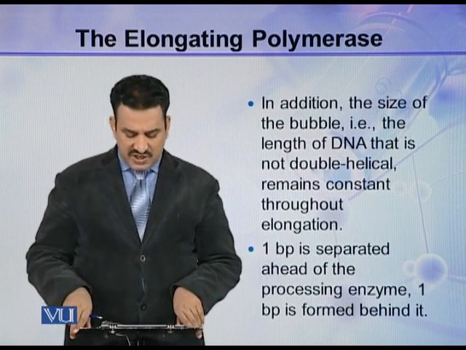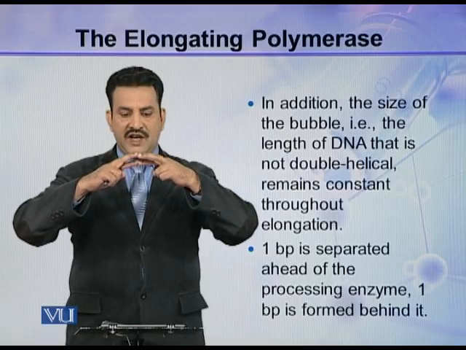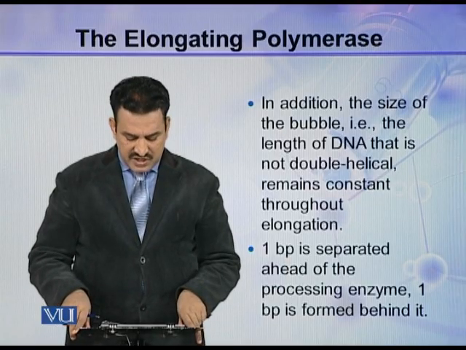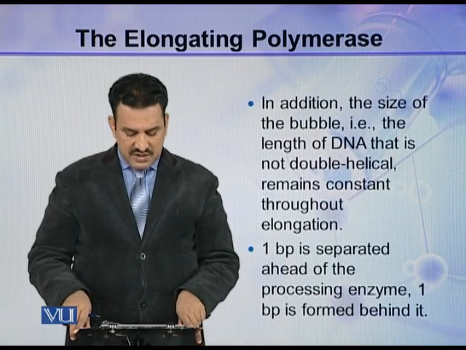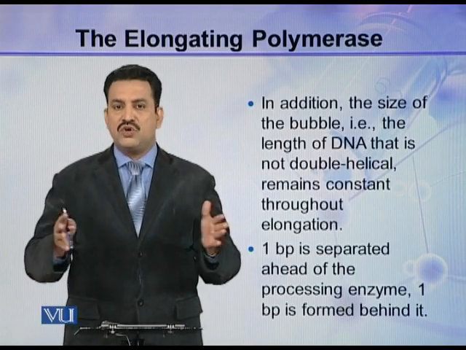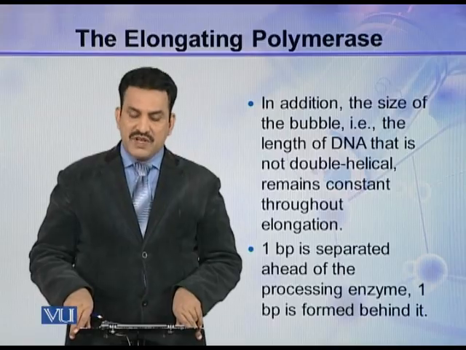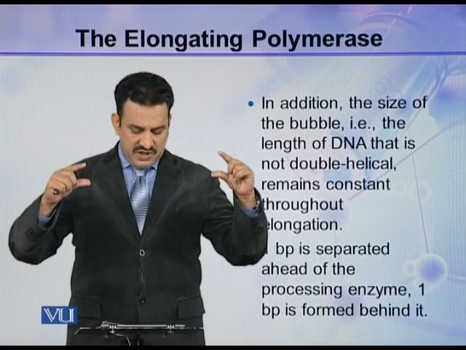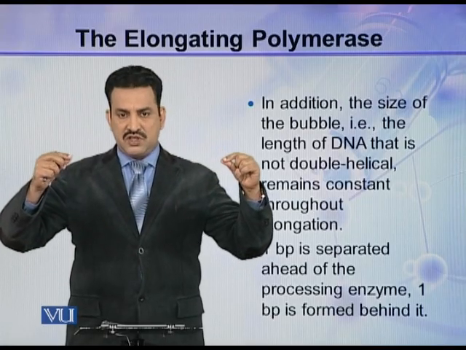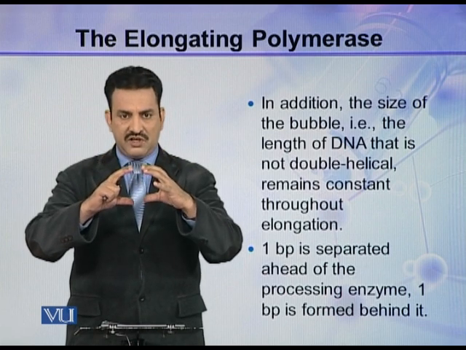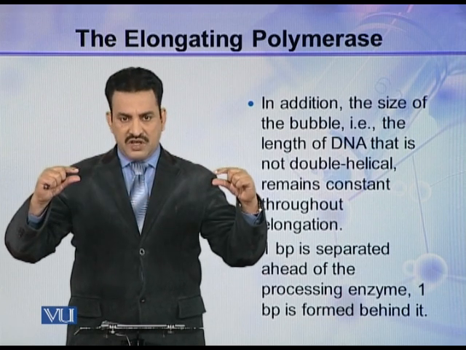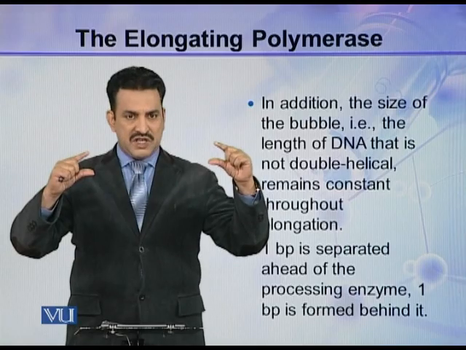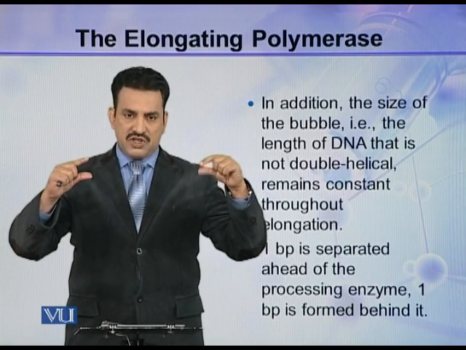In addition, the size of that transcription bubble remains constant. That is the length of the DNA that is not double helical. It remains the same throughout the elongation phase. One base pair is separated ahead of the enzyme. One base pair is formed behind it. So if this is the RNA polymerase complex in the center, here it is double-stranded DNA. So one base pair is opened here, and one base pair is reformed.